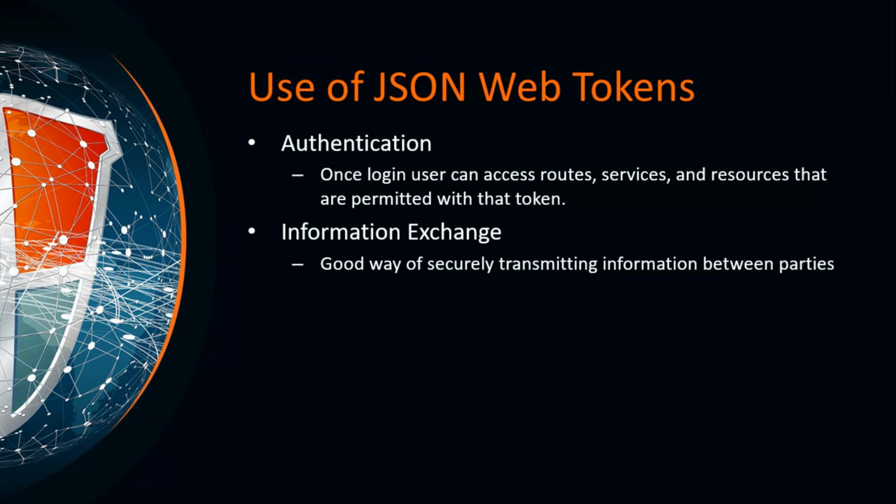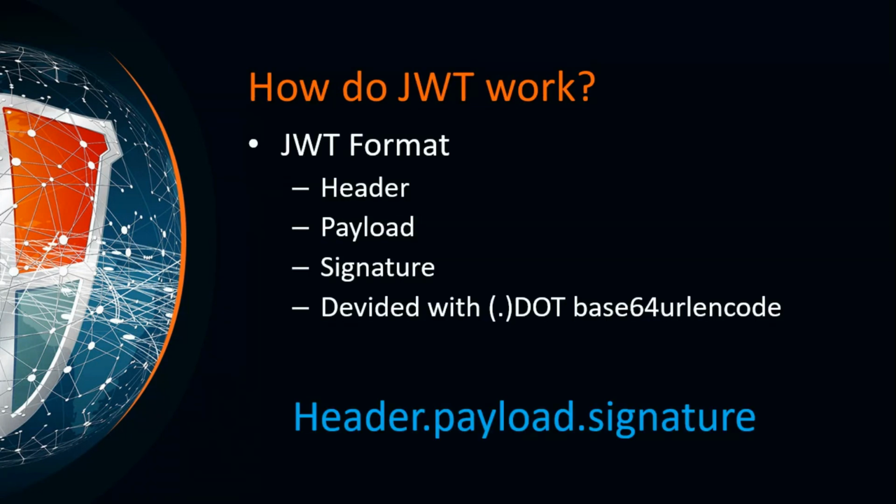Now let's understand the use of JSON Web Tokens. First of all, JSON Web Token is used for authorization. Once the user is logged in, each subsequent request will include the authorization header with the JWT token, allowing the user to access routes, services, and resources that are permitted to that token only. Secondly, exchanging information. JSON Web Tokens are a good way of securely transmitting information between two parties with different algorithms.